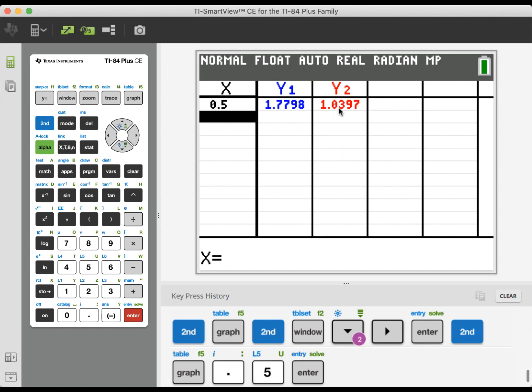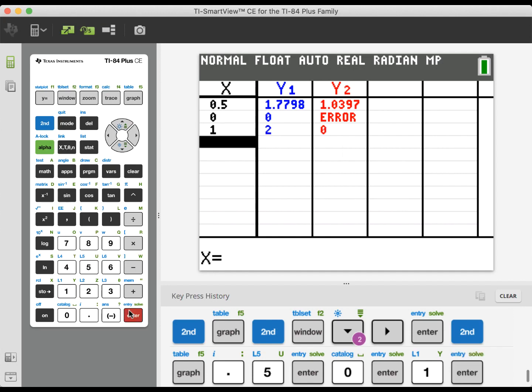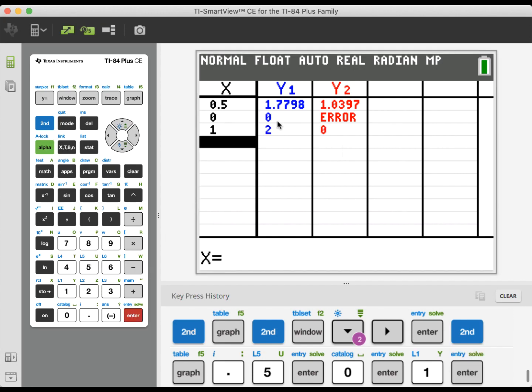And as for the other values, I can type in 0 and 1. And the blue is the function values itself. So at 0, it gave us 0. At 1, it gave us 2. Notice that the derivative at 0 is an error, because that's just where the derivative is undefined. And at 1, it gave us 0. And that's good, because these are, in fact, critical numbers. The first derivative should be either an error or 0. Good deal.